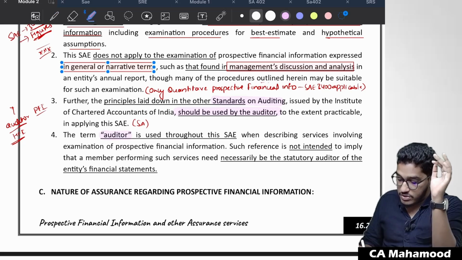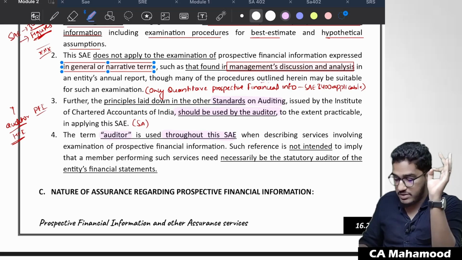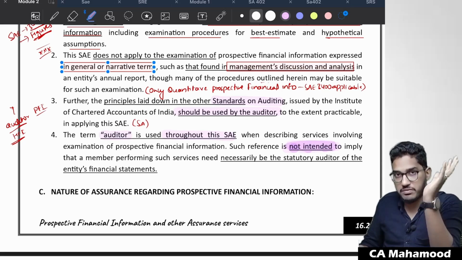The term auditor is used throughout this SAE when describing services involving examination of prospective financial information. Such usage is not intended to imply that a member performing such services need necessarily be the statutory auditor of the entity's financial statements. There is no such intention. Both can be done by different persons.